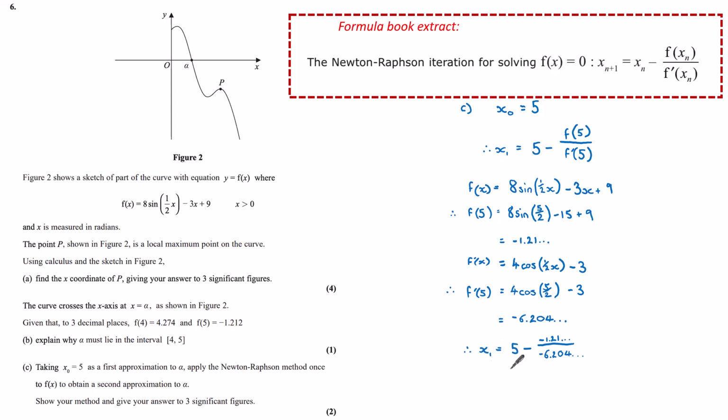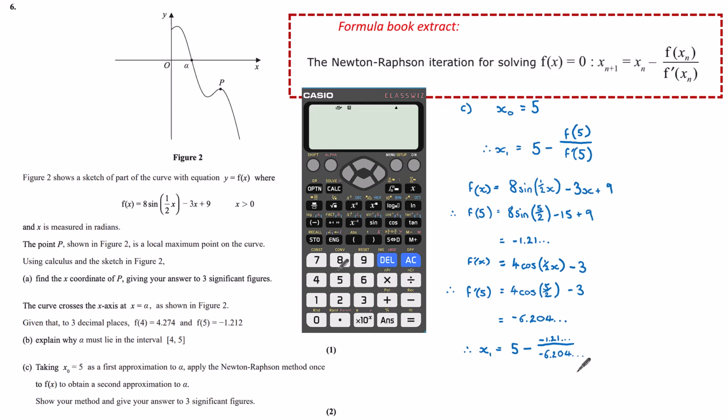x1 is now equal to our previous term, subtract our previous term in f of x over our previous term in f dash x. Let's look at how to do this on the calculator. So on our calculator, we had 8 sine 5 over 2 minus 5 times 3, so it's 15, plus 9. So our first value was minus 1.21. Now if we hit store and A, that answer is now stored in A on our calculator.